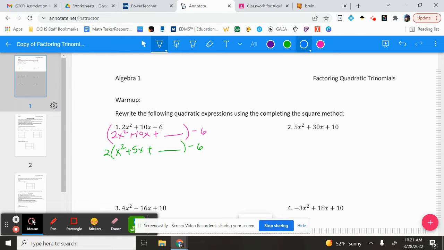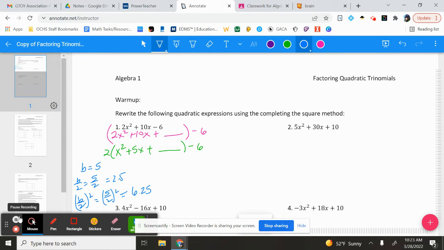So now we identify our b value, which is going to be 5. We want to take half of that, so that gives me 2.5. If you want to use a fraction, you can leave it as a fraction. And then we want to square that number. So we take b over 2 and we square it like this. So that would be 25 over 4, or 6.25.